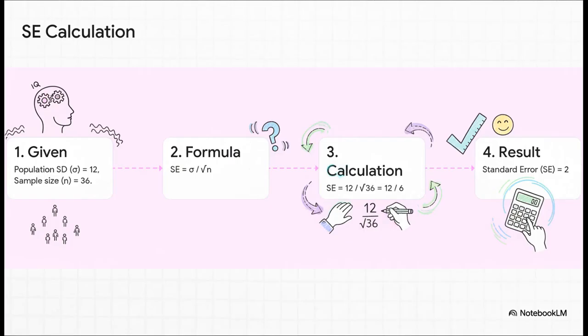Let's lock this in with a quick example. Let's say we know the standard deviation of IQ scores in the population is 12. If we take a random sample of 36 people, what's the standard error of the mean for that sample? We just plug the numbers straight in. 12 divided by the square root of 36. That's just 12 divided by 6, which gives us a standard error of 2. It's as simple as that.